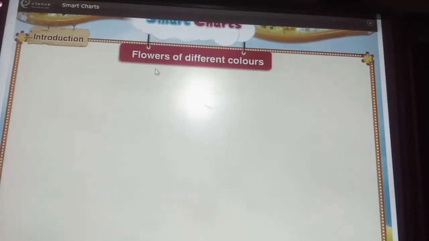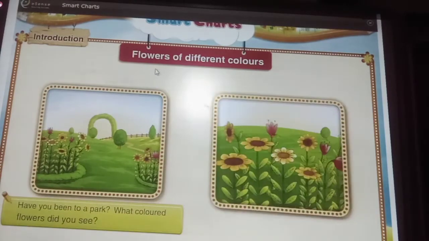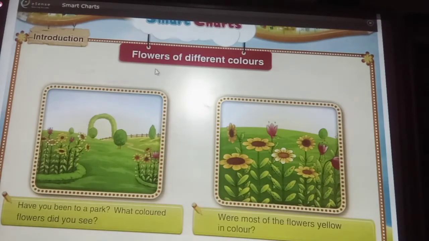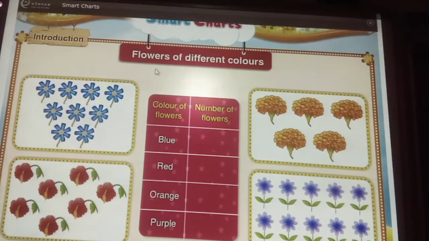Flowers of different colors. Have you been to a park? What colored flowers did you see? Were most of the flowers yellow in color? Look at the different flowers in the picture and complete the table. In the first column of the table, the color of the flowers is given. And in the second column, we have to write the number of the flowers.